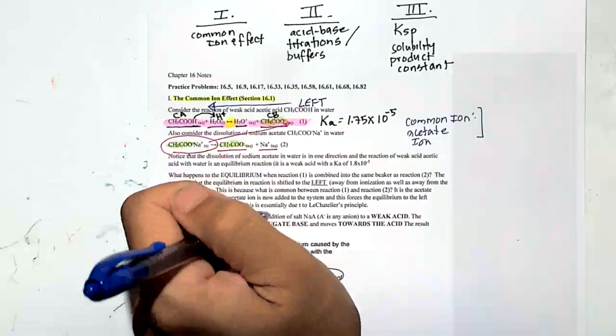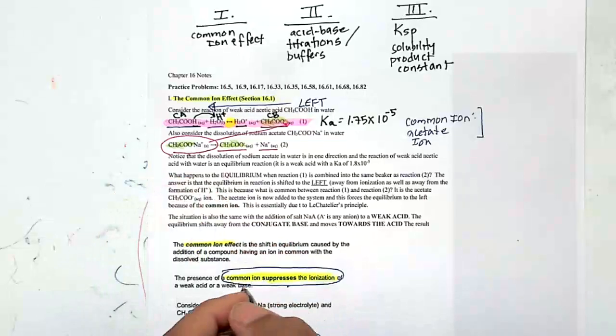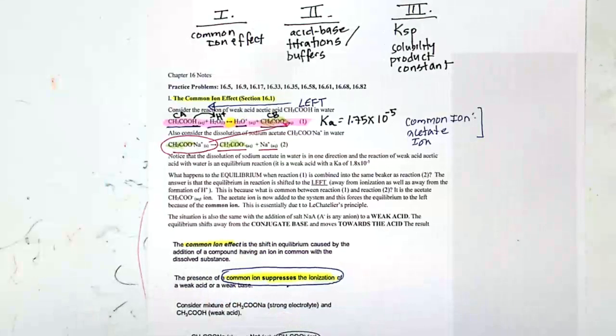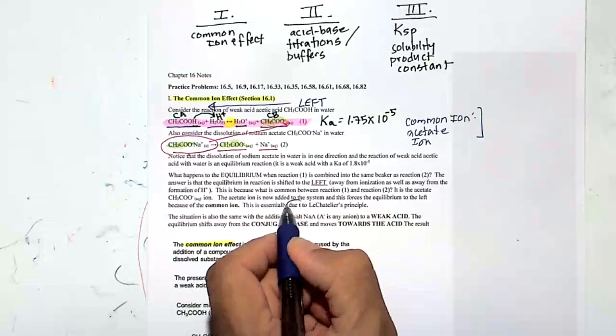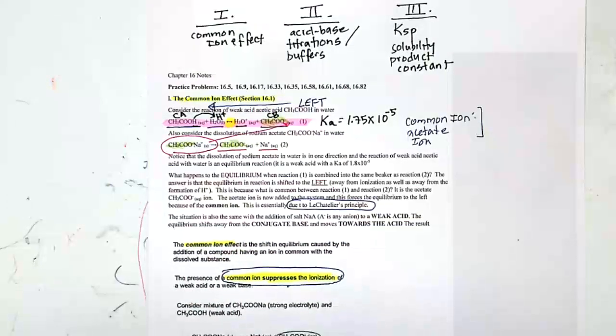This is like Le Chatelier's principle. Common ion suppresses ionization. Okay, take-home point. Common ion suppresses ionization. I want you guys to know that. Equilibrium will be to the side away from the ions.